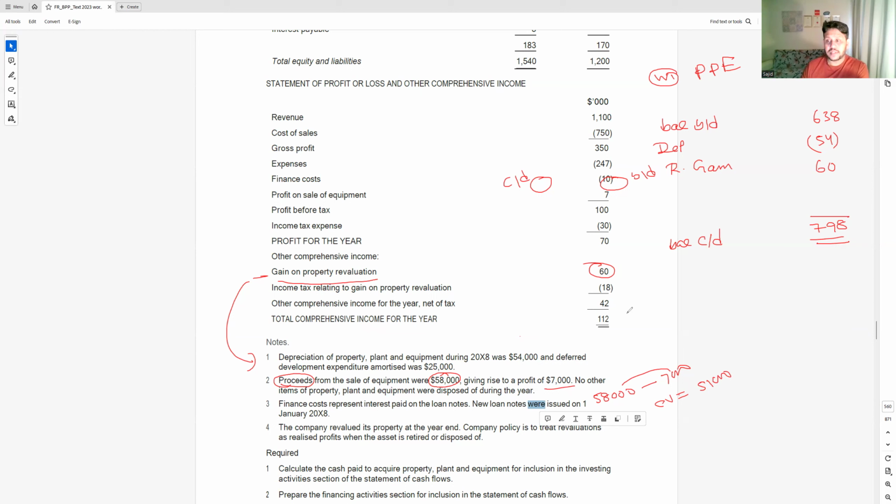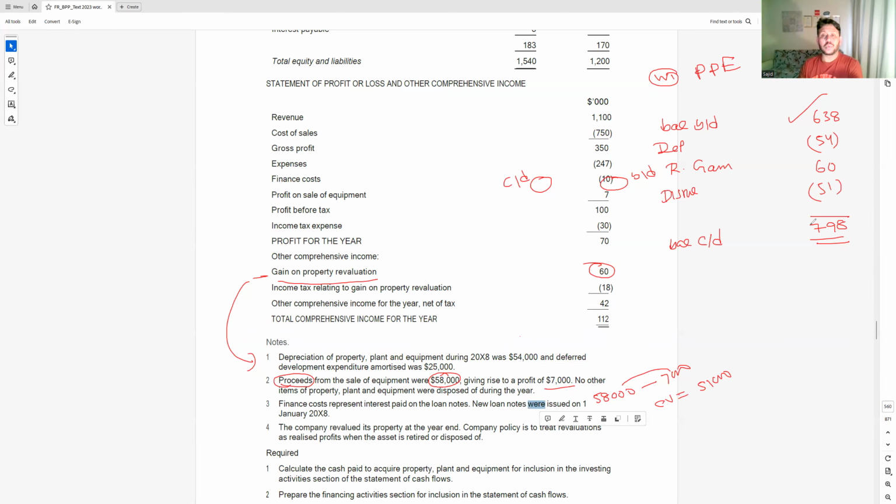I'm not going to take the 3 zeros. I'm going to say 51. Disposal 51. And disposal has to be minus because the asset is gone. So what is the story here? At the beginning of the year, my asset was 638. Then my depreciation was 54, so it will reduce my asset. Then I made the revaluation, so it's gone up by 60. And finally, a little bit of the asset I sold. Like let's say I have 10 furniture, I sold one.